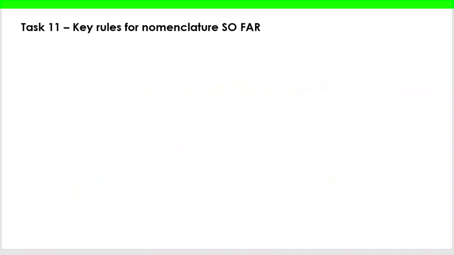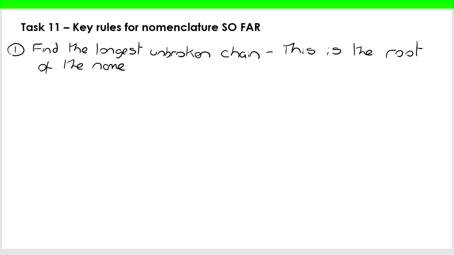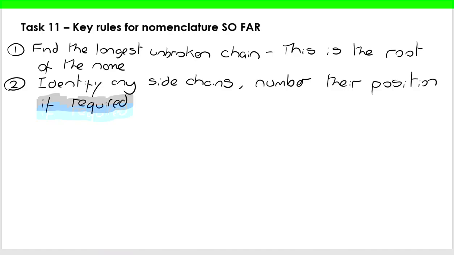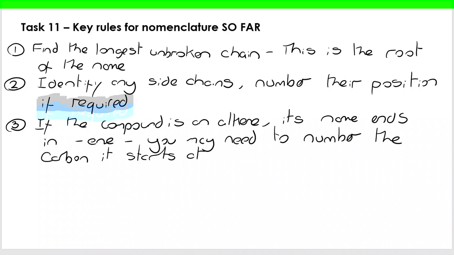So let's summarise some of those now. First of all, you're going to find the longest unbroken chain, and that's the root of the name. You then identify any side chains. They might be methyl groups, they could be ethyl groups. And if you need to number their position, you do. If the compound is an alkene, you will end the name in "ene" rather than "ane", and you may need to say where that double bond starts.